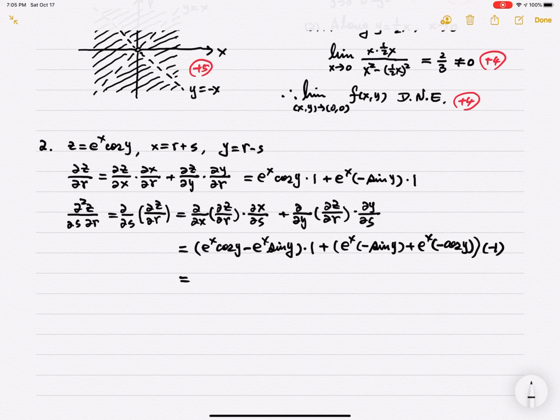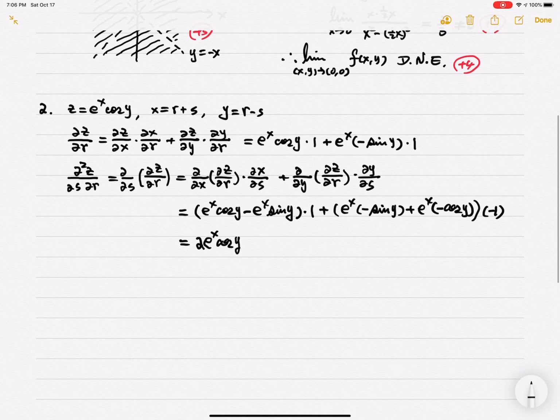Now if you simplify, look at the last term: negative, negative, positive. So you have two terms of e to x, this is a 2, cosine y. Now for the sine part, the second from last, again, is negative, negative, positive, and then the second term is a negative, so they cancel out. So that's it. That's this one.